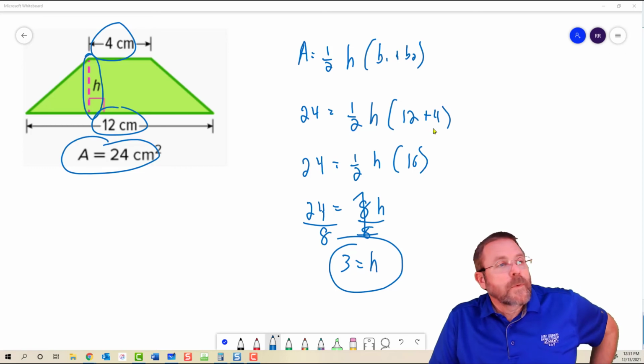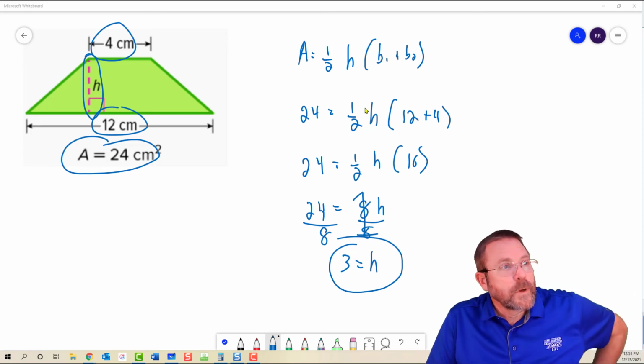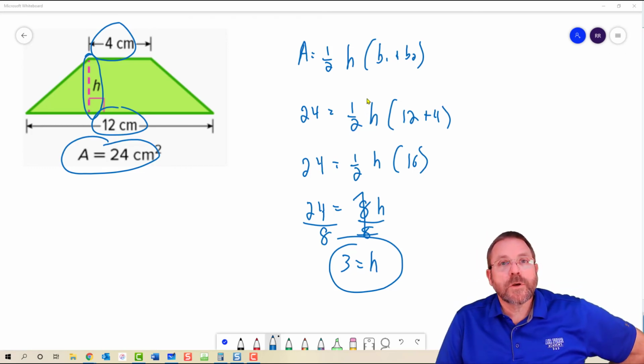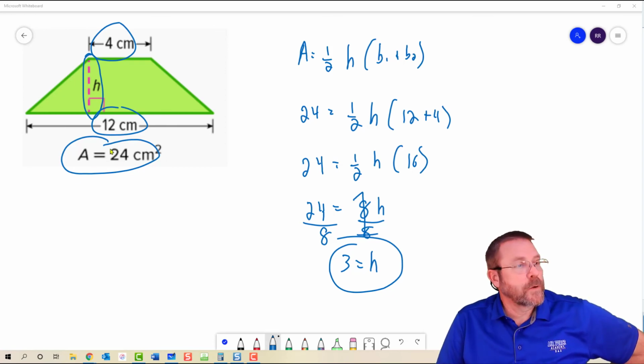Well, for some reason my supporting work didn't record a minute ago, so let me share with you what I did. I wrote my formula first. After that, I plugged in what I knew. I knew the area was 24. I knew the bases were 12 and 4. And I knew the height was what I was looking for. So I plugged all that in. Then I'm going to say 12 plus 4. That's going to equal 16.